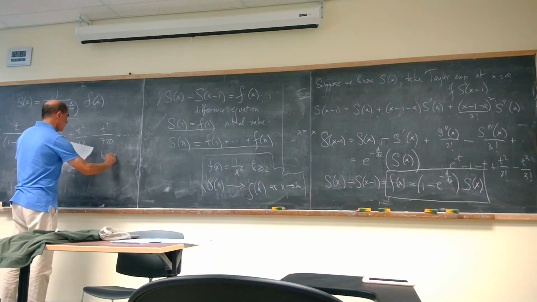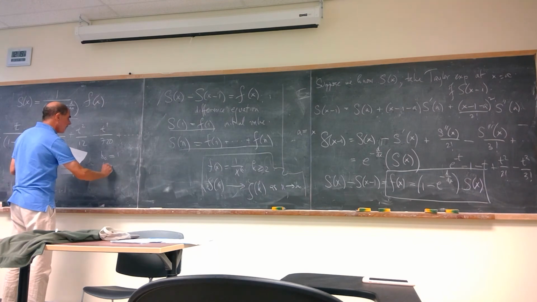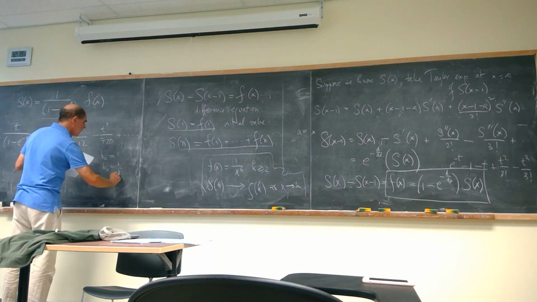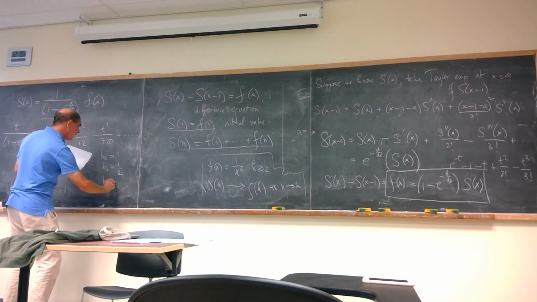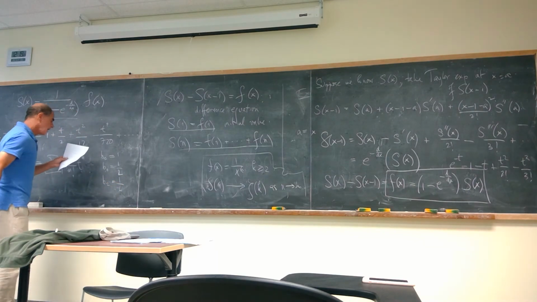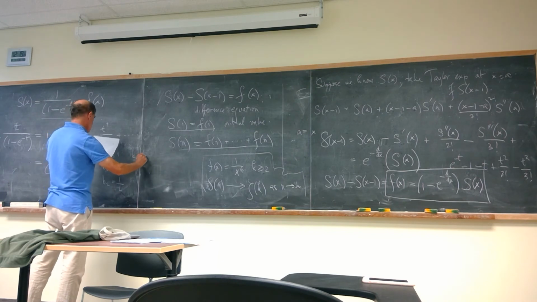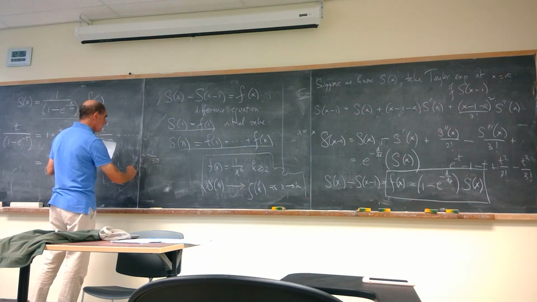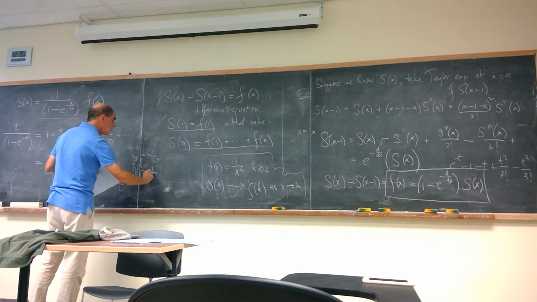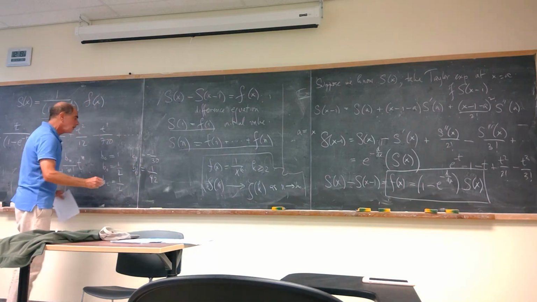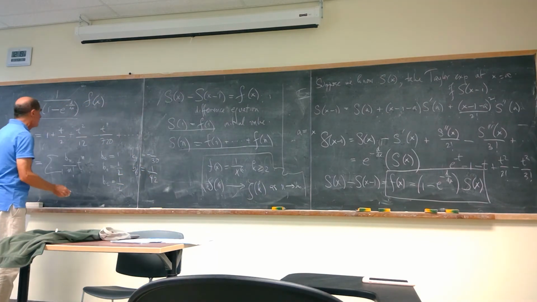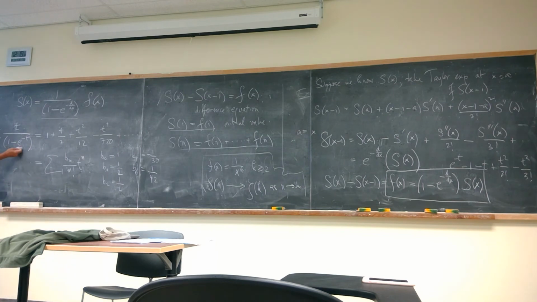So B0 you could sometimes call 1. B1 is a half. B2 is a sixth. And then all the other odd Bernoulli numbers turn out to be 0. And then B4 is minus a 30th. And B6 turns out to be 1 over 42. So these are just fundamental rational numbers. It's clear they're rational because the power series here has rational coefficients. So when you invert it, it has rational coefficients. But until you work them out, you don't know what they are.